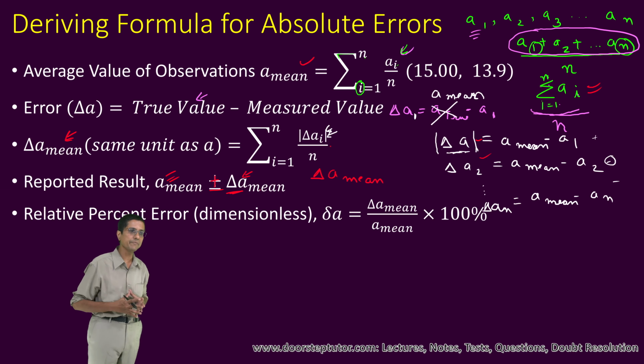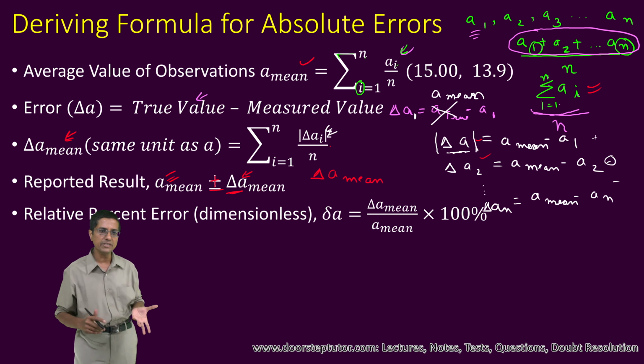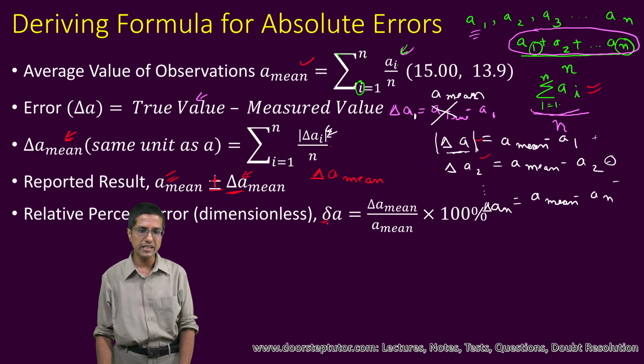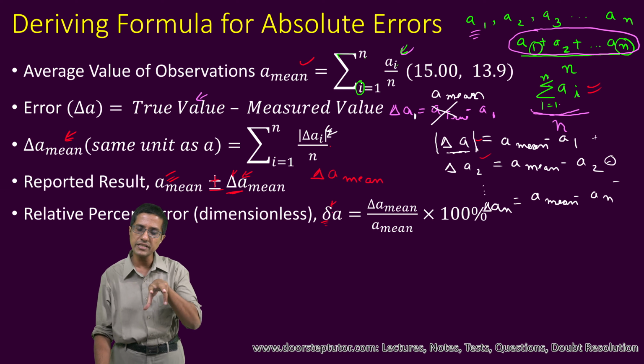And what would be the relative percent error? The relative percent error we denote using small delta. So this is large delta and this is small delta, Greek letters. This is known as delta, this is a Greek letter, and this small delta is also a Greek letter, but this is small.